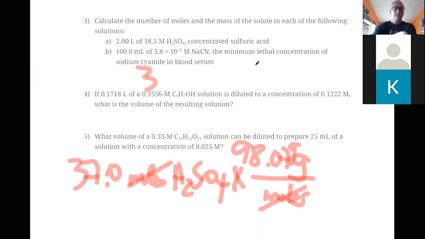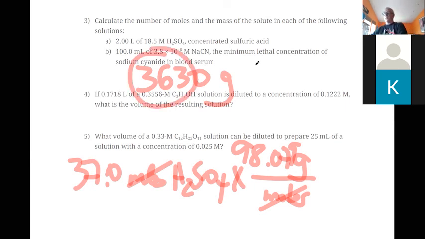3,630. 3,600? 630. 630? Yeah. Okay, grams. And that has 3 significant digits. Excellent. That's what you want to round it to, 3. That's correct. All right.